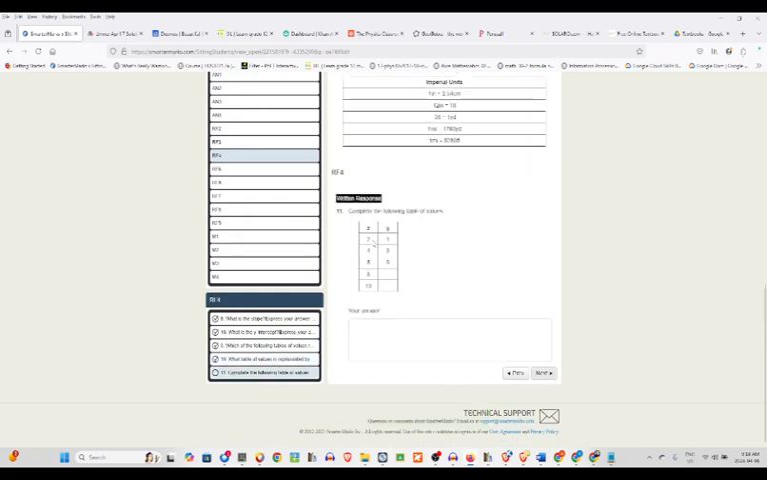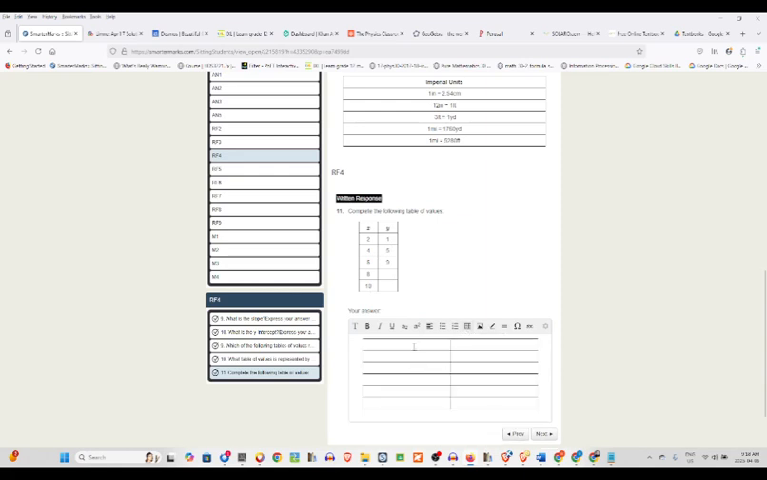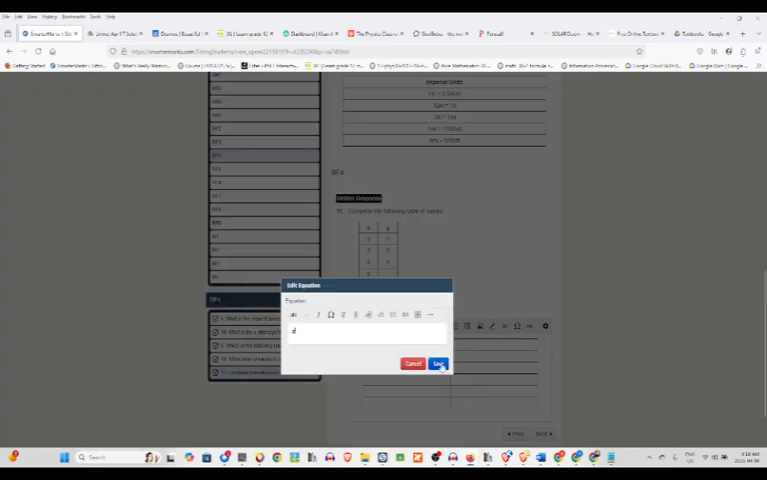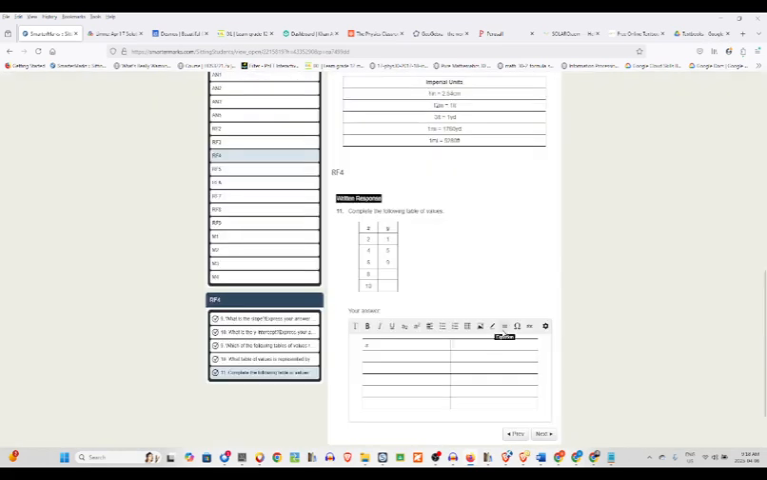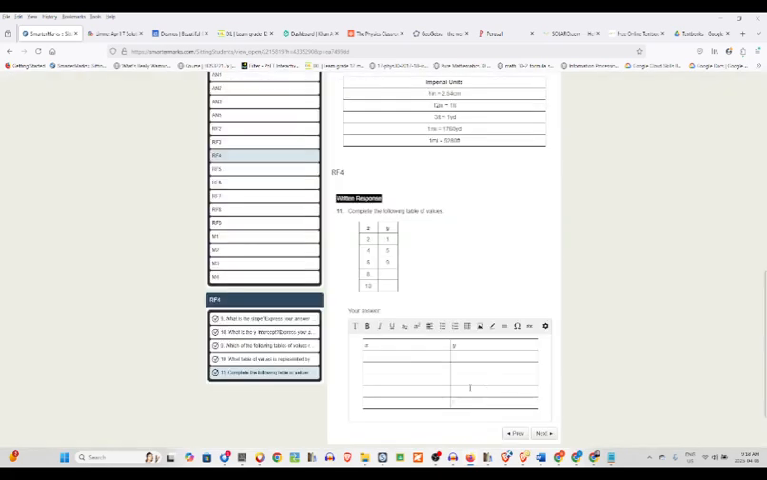Finally, complete this table of values. X consistently goes up by 2. Y consistently goes up by 4. If we want to be super fancy, we can put our own table in. So we have a y, an x here, a y here. We can center justify everything.